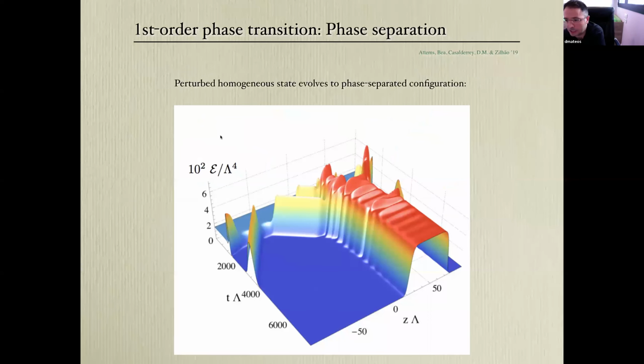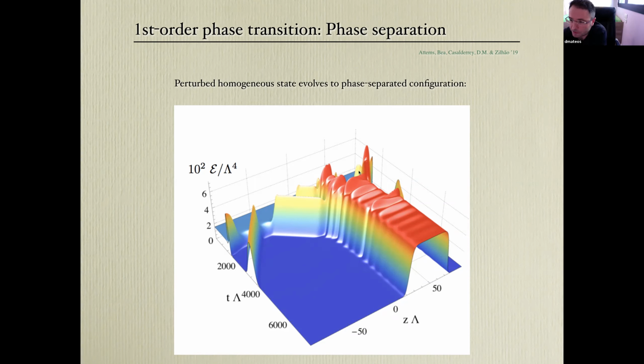So let me show you how that happens. What I'm showing you here is the energy density in a simulation as a function of time and position, in which at t equals zero at the back, we start with a homogeneous state in the unstable branch. And we add a tiny, tiny perturbation, which you cannot even see on this scale. Actually, numerical noise is enough. And we simply follow the evolution of the system using holography.